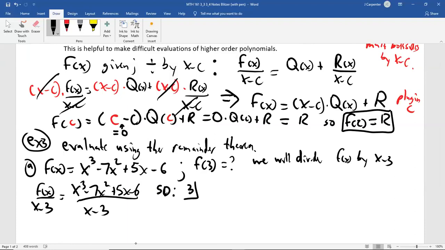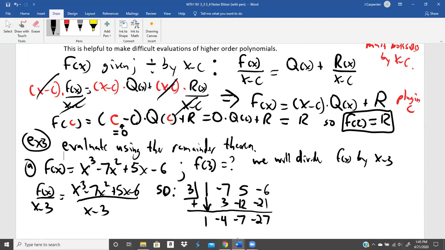To the right go the coefficients, which all are listed and in descending order: 1, minus 7, 5, and minus 6. Leave a blank space. Plus sign, and then the process. Bring the 1 down. 1 times 3 is 3. Negative 7 plus 3 is negative 4. Negative 4 times 3 is negative 12. 5 minus 12 is negative 7. Negative 7 times 3 is negative 21. Negative 6 minus 21 is negative 27. That's all we have to do.